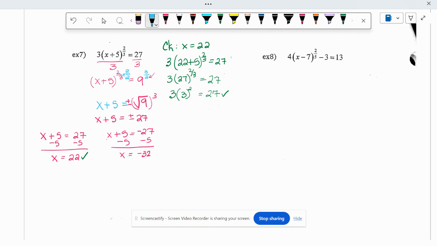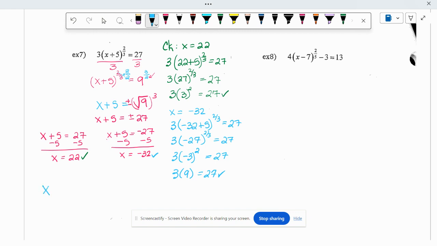So now let's check x equals negative 32. Let's see if that one works. So I have 3 times negative 32 plus 5 to the 2/3 power equals 27. Well, negative 32 plus 5 is negative 27. And so to the 2/3 power. But the cube root of negative 27, well, that's negative 3. So I have negative 3 squared is 27. Well, negative 3 squared is 9. So 3 times 9 equals 27. And that is true. So this also works.